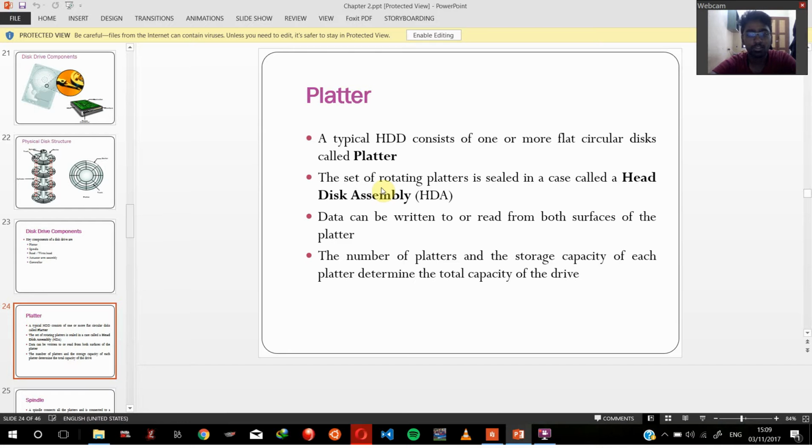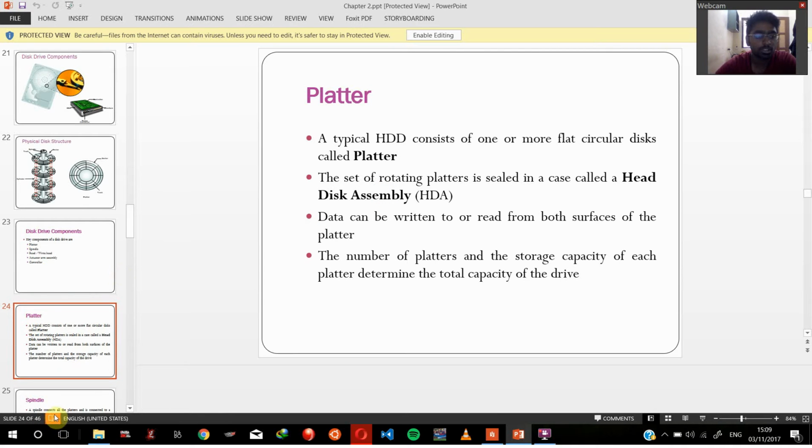A typical HDD consists of one or more flat circular disks, a set of rotating platters sealed in a unit called the head disk assembly, and data can be written to or read from both surfaces of the platter. So the number of platters and the storage capacity of each determine the total capacity of the drive.